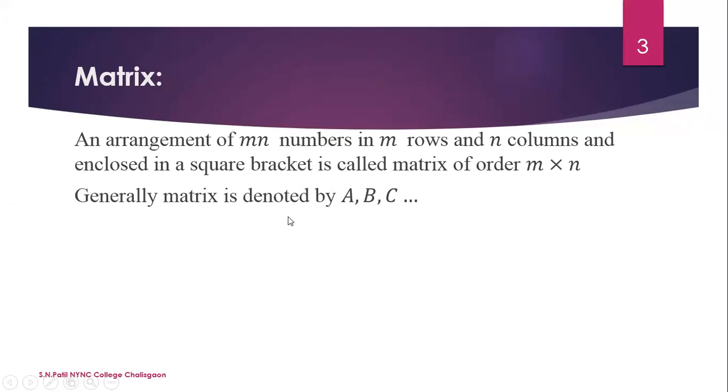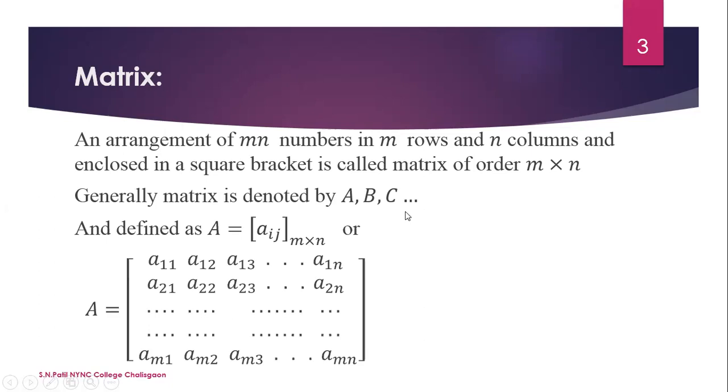Generally, a matrix is denoted by capital letters A, B, C, and so on, and defined as capital A is equal to [aij]. These aij are the elements of the matrix, and the bracket m by n indicates the order of the matrix. See here, this is the matrix which is denoted by the capital letter, and these aij are the elements of the matrix.